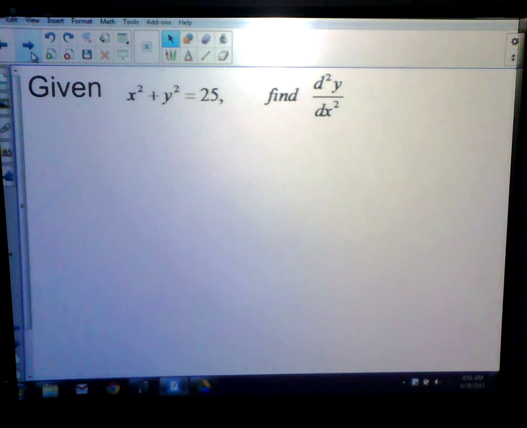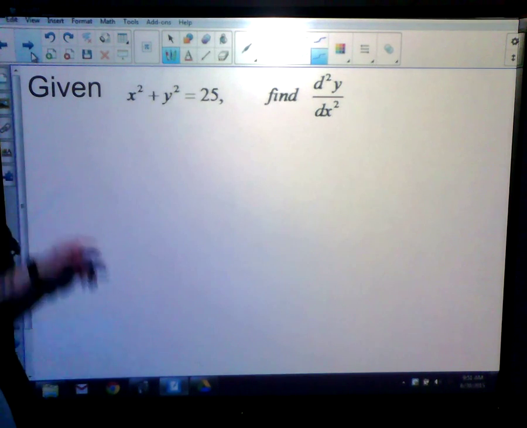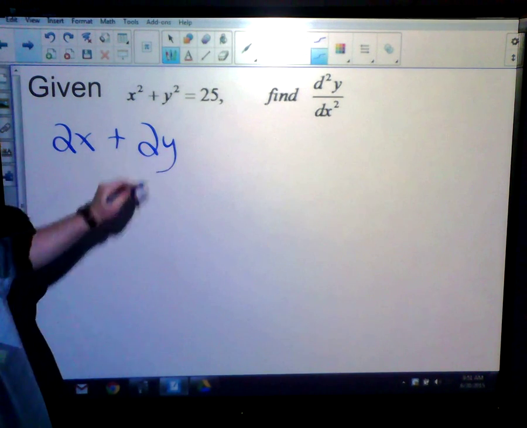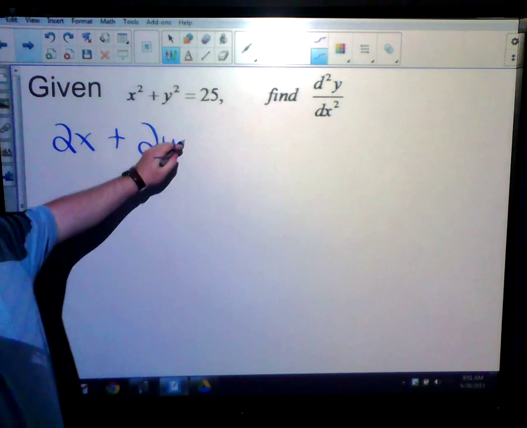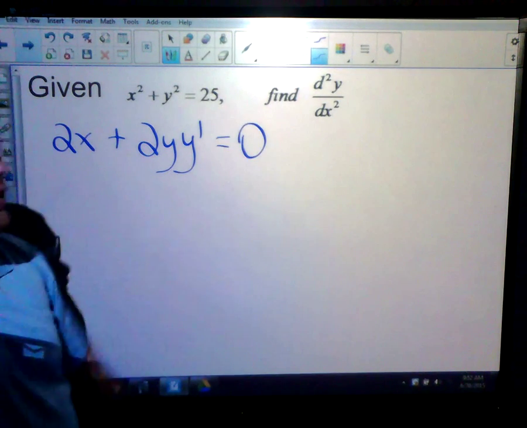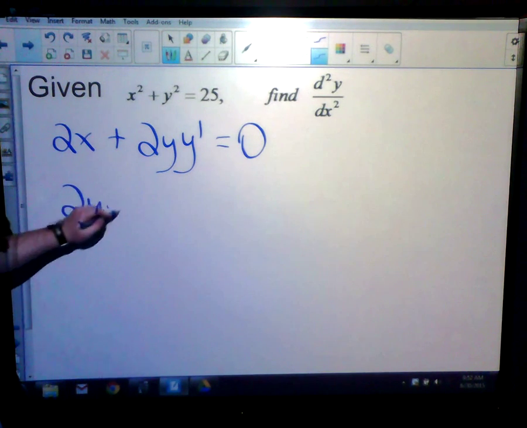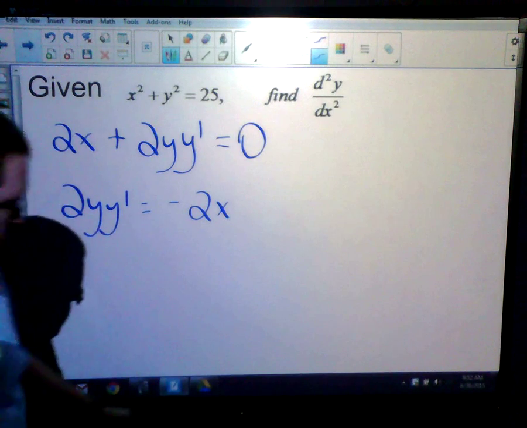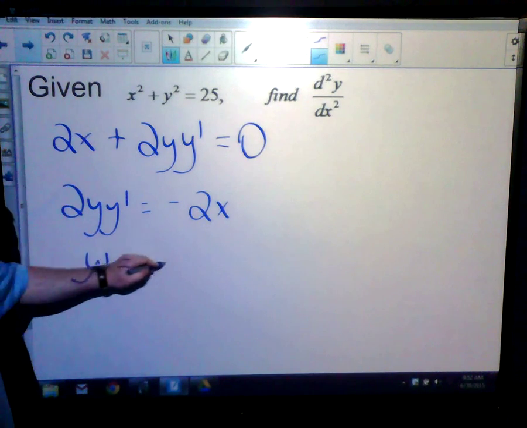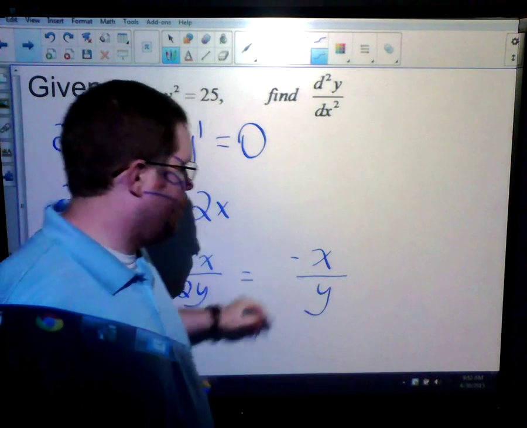I can't find the second derivative until I find the first derivative. So let's take the derivative. What's the derivative of x squared? 2x. What's the derivative of y squared? 2y. I took the derivative of something with a y in it, so it's y prime. What's the derivative of 25? 0. Get everything with a y prime on the left side, everything else on the right side. Factor out, but I don't need to factor. y prime equals negative 2x over 2y, which is equal to negative x over y.